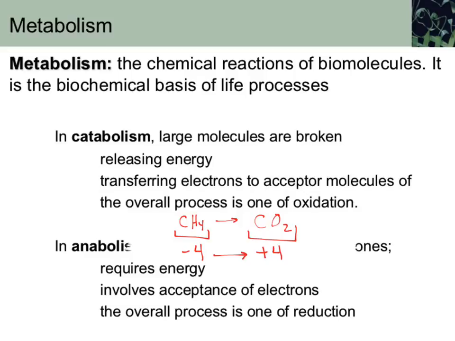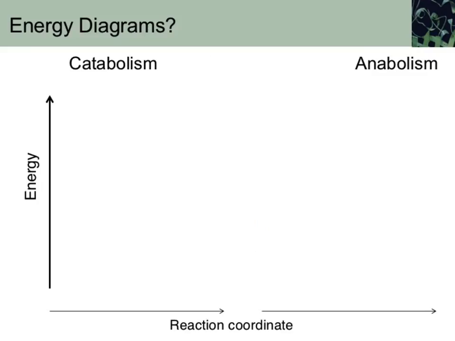And if it's oxidation, we then know we lost electrons, and what else would that tie to? Oxidation is a catabolic process. So it's tying all of those concepts with each other. Does that make sense? Energy diagrams, catabolism and anabolism. We'll always have a reactant. Since we're comparing these, let's make sure the reactant has the same energy.